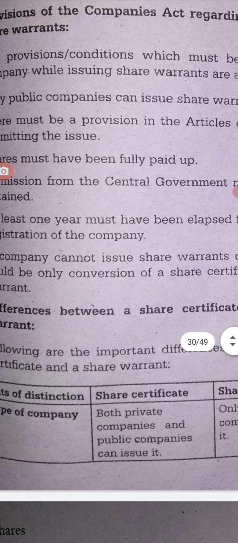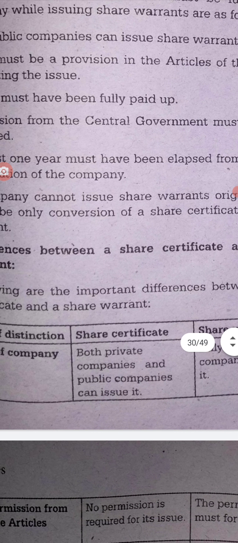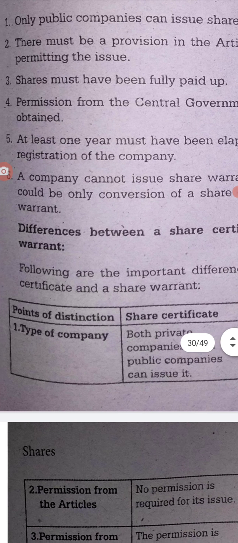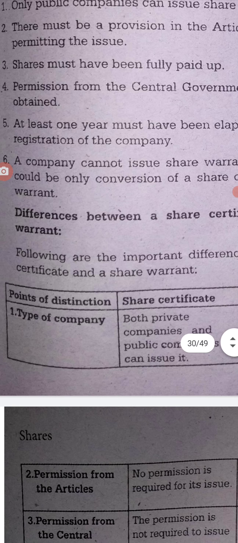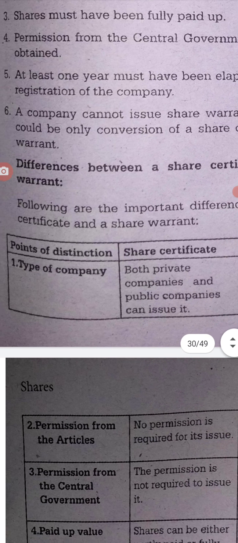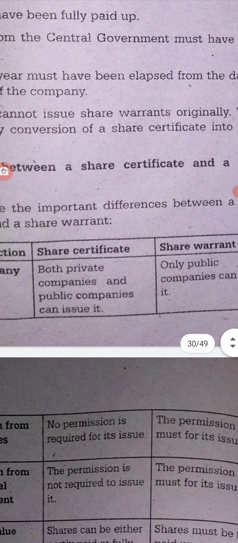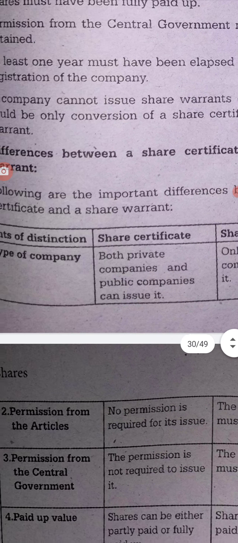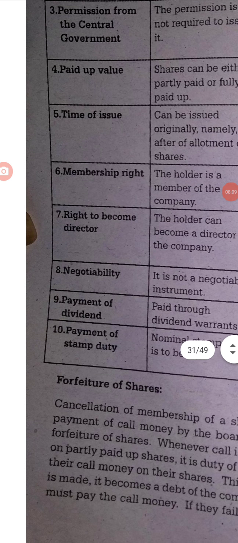So only public companies can issue share warrants, and there must be provisions in the articles of association with regard to the issue of share warrants, and permission from the central government must have been obtained, and at least 1 year must have elapsed from the date of registration of the company, and the company cannot issue share warrants originally. So it can be issued only on conversion of a share certificate. So the share certificate comes first, okay.